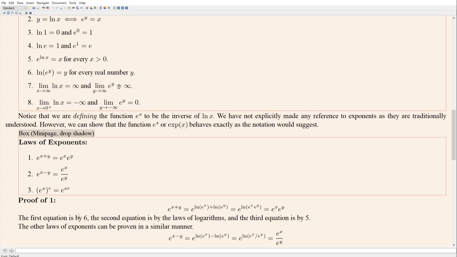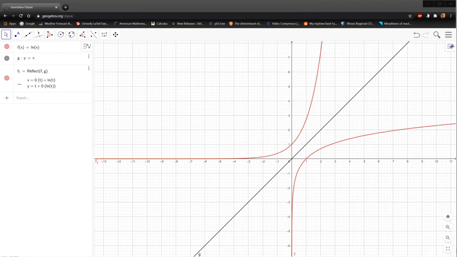And of course, you should know about these limits. The exponential explodes to infinity as y goes to infinity, and it decays down to 0 as y goes to negative infinity, which is clear from the graph, right? As it goes to negative infinity, it goes to 0. As it goes to positive infinity, it explodes.